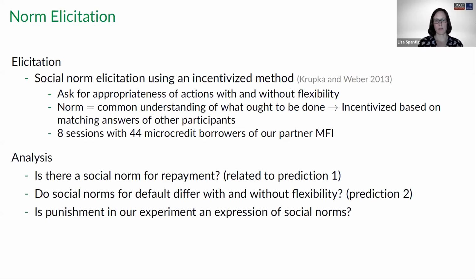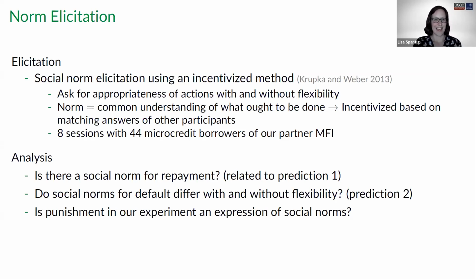And we will answer three main questions. The first one is, is there actually a social norm for repayment? So do people coordinate on saying whether repayment is desirable or not? Secondly, do social norms for default differ when we introduce flexibility? And how is the punishment that we see in our experiment, which we interpret as a manifestation of the social norm, related to the measured social norms?